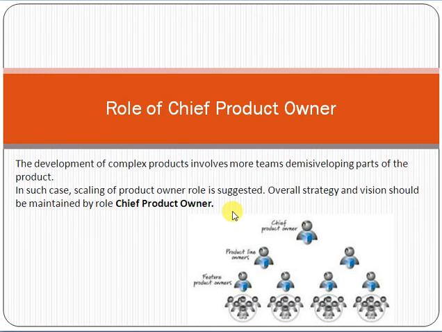So friend, whenever the product is very complex and multiple resources are working on it and multiple product owners are there, here comes the role of a chief product owner, so that the strategy and the vision of the overall product are clear. Remember, when the product is very complex and there are multiple resources, like 70 to 100 developers working on a product, here comes the role of a chief product owner.